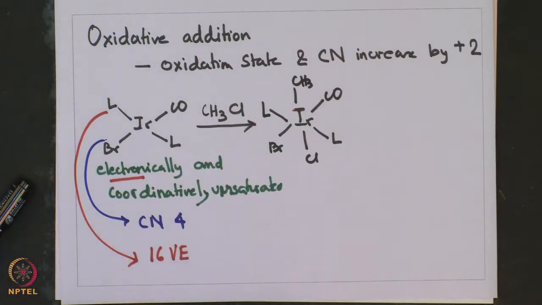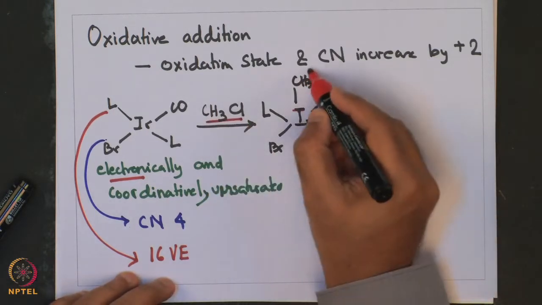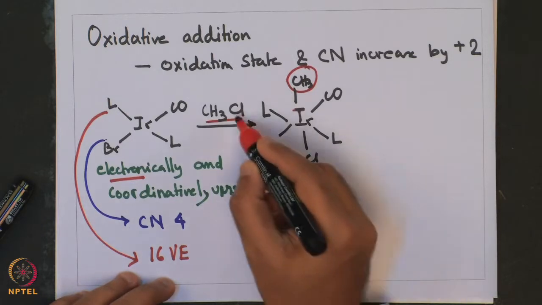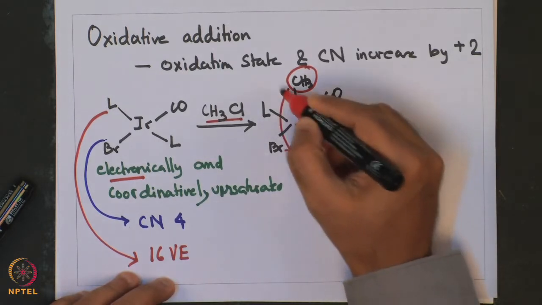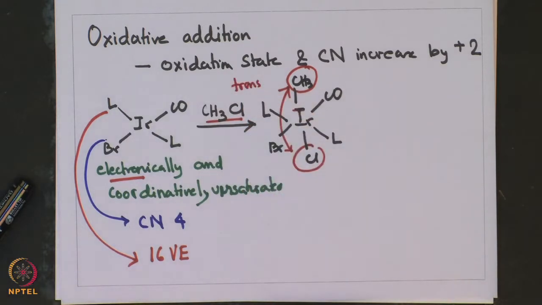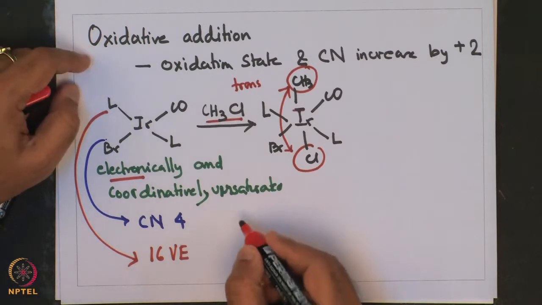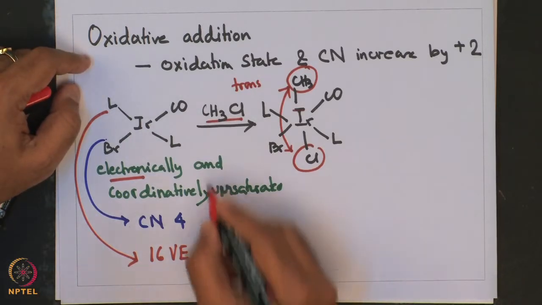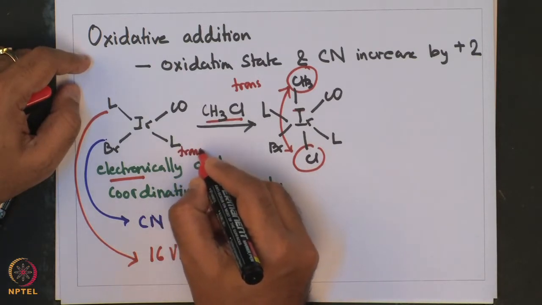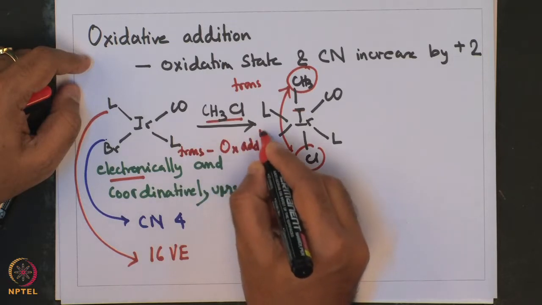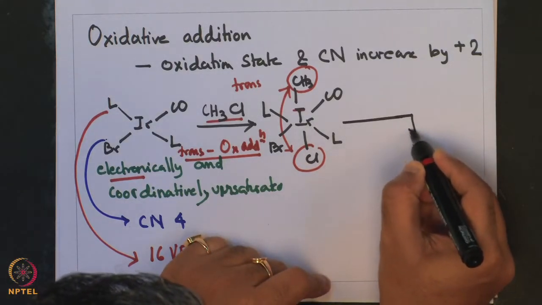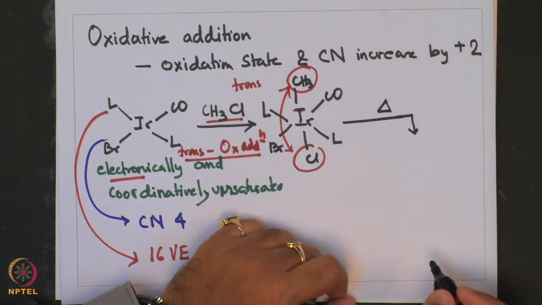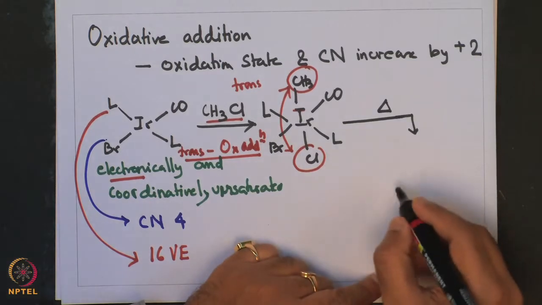Now, the thing to note is that the methyl and the chlorine have added in a trans fashion, occupying positions trans to each other. So, this kind of oxidative addition is often referred to as trans oxidative addition. This trans compound upon further heating isomerizes back to the cis compound as shown over here.